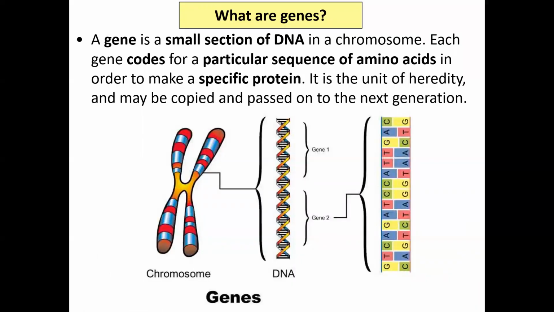So we know that a gene is a short section of DNA found in a chromosome. We know that a gene codes for a particular sequence of amino acids. We know that it determines which amino acids are joined together to make a specific protein. And the actual sequence of DNA, this genetic code, can be copied and passed on to future generations, to the offspring. And that's why we inherit characteristics from our parents.